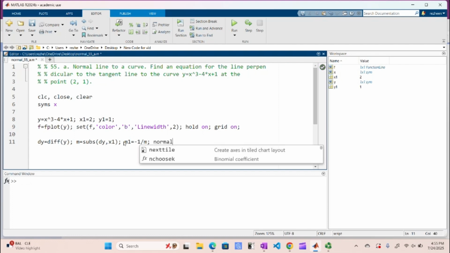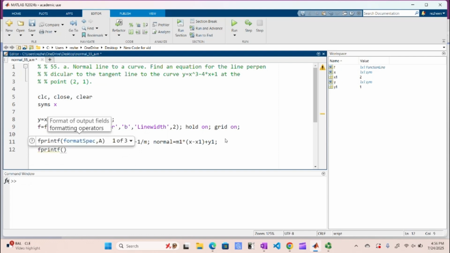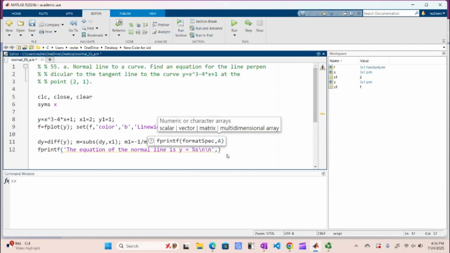Then normal equals m1 times, don't forget the symbol, x minus x1, and then plus y1. And then we're going to do an fprintf command. We're going to say the equation of the normal line is y equals %s, which is the string version of it, then two new lines, \n twice, and then come out here and put normal.